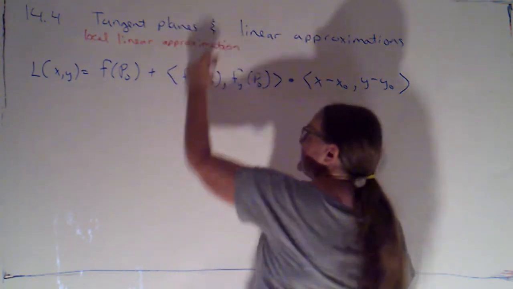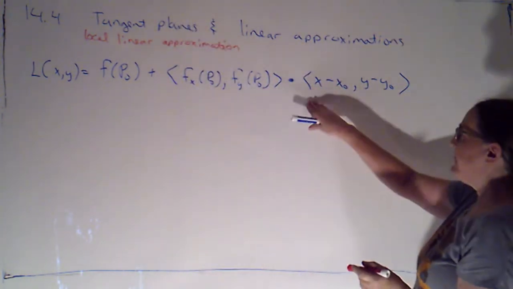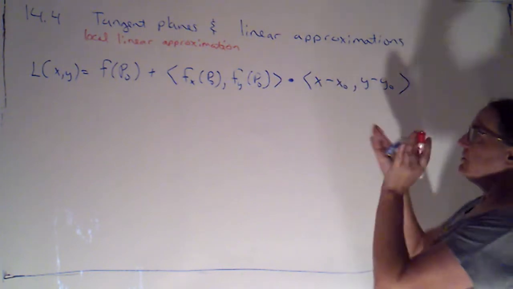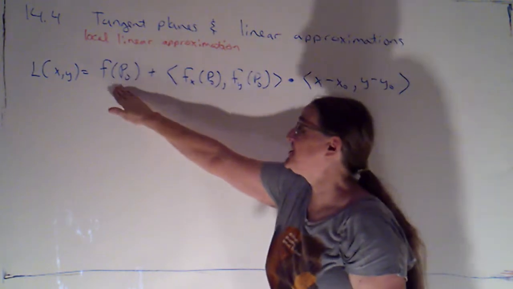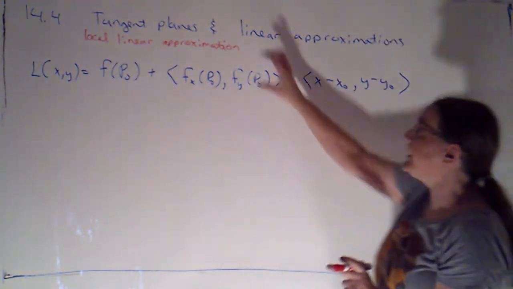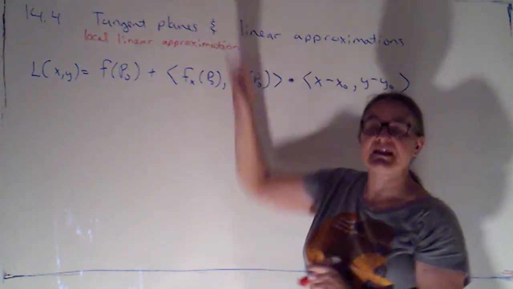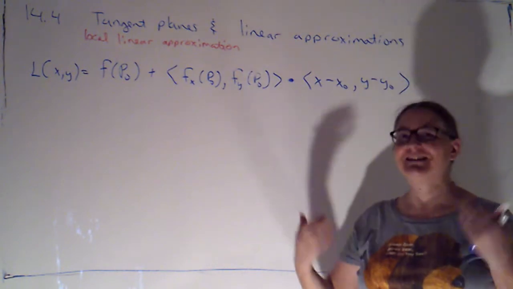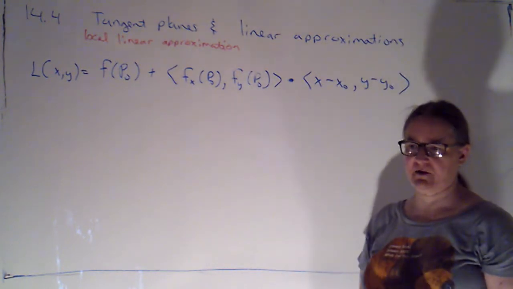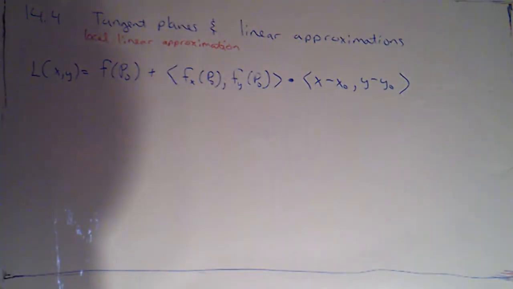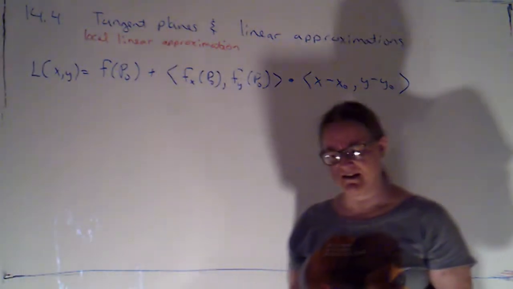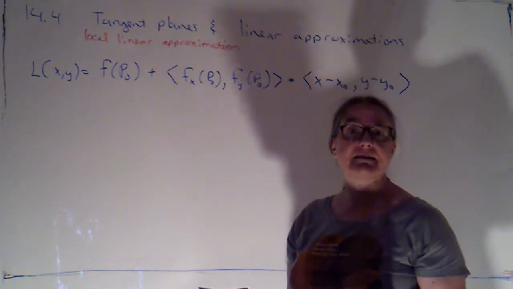I'll use those interchangeably. But this function, which will exist provided both partials exist and the function is defined at that point, only earns one of these names if it's a good linear approximation. Now, what do I mean by that? Well, let me remind you of a sort of fun example that we looked at in the last section.